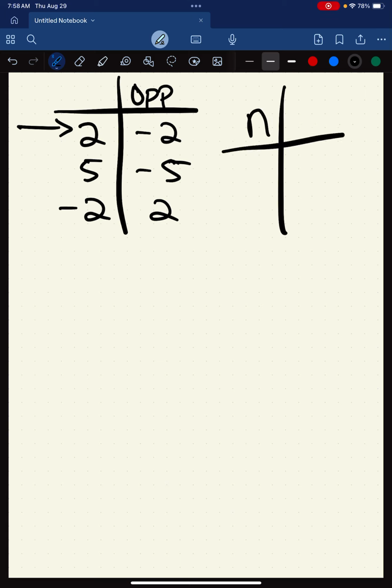And the opposite is negative n. Then the opposite of negative n is going to be n, if that makes sense. It doesn't matter which way you order it. The opposite of n is negative n. The opposite of negative n is n.